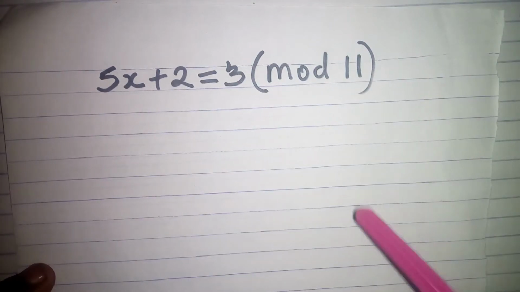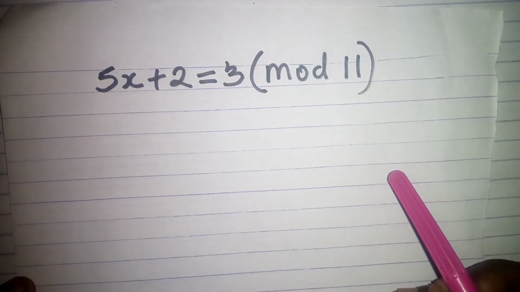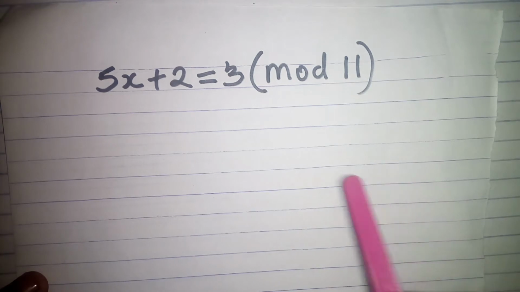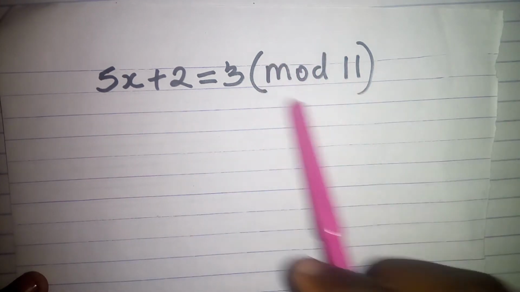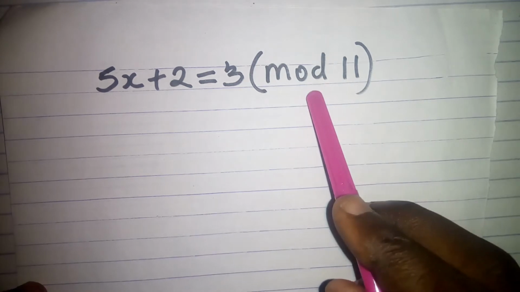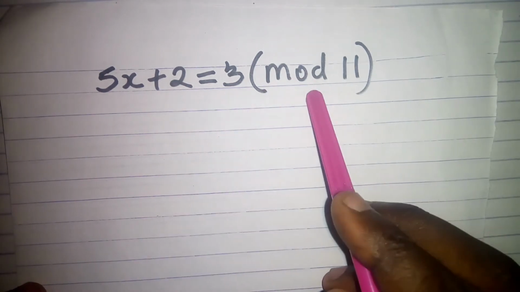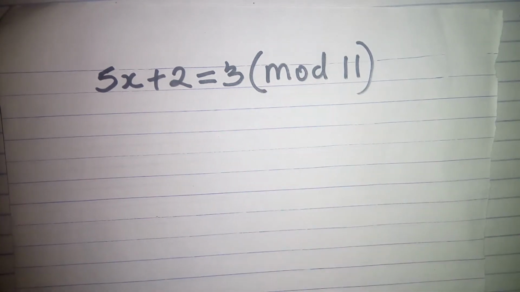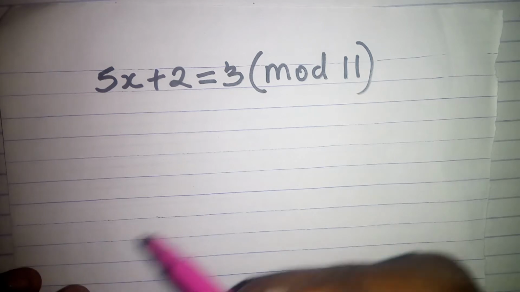Okay, so we have this interesting question here under modular arithmetic. This involves solving equations in a particular mode. So this is mode 11. We have to solve this equation in mode 11. So you just solve the equation the normal way, collect like terms.